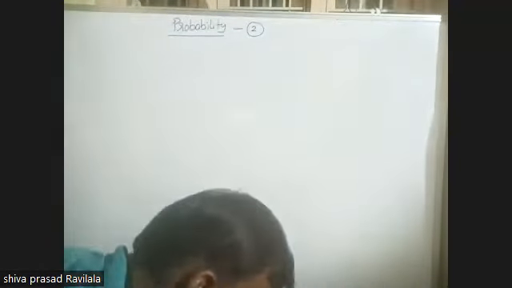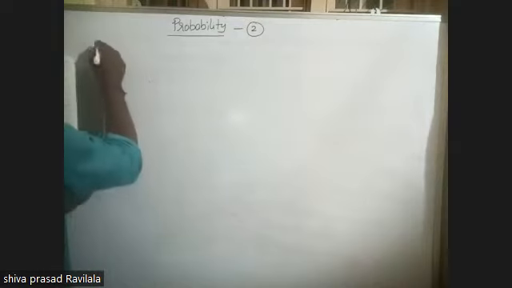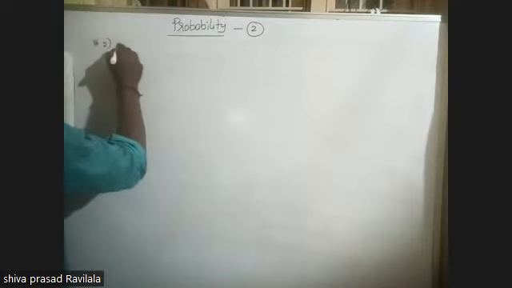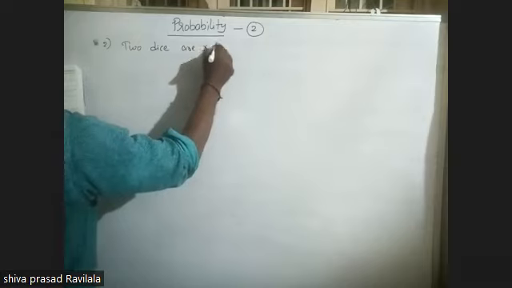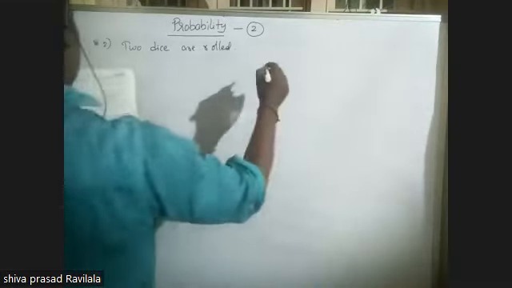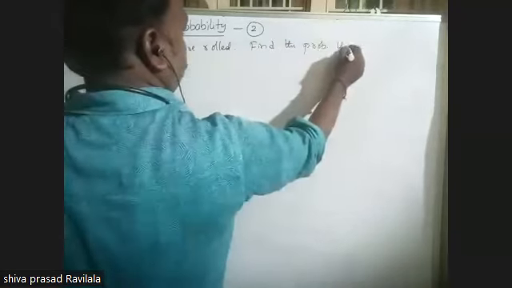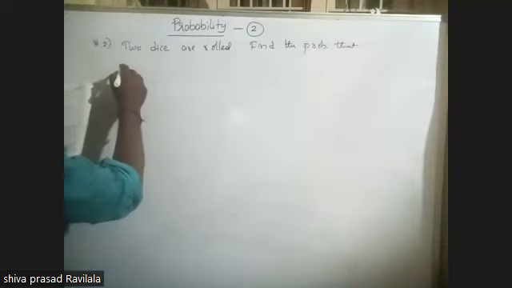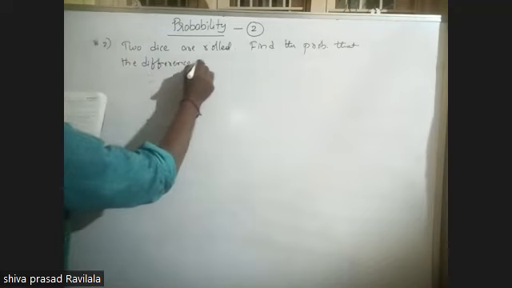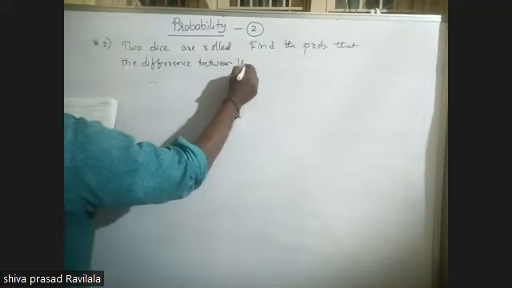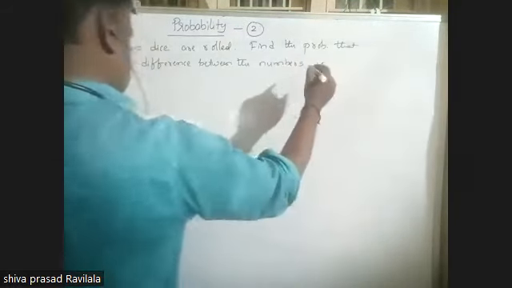Just one more question like this. When two fair dice are rolled or thrown, find the probability that the difference between the numbers is at least two. They may ask this type of question.